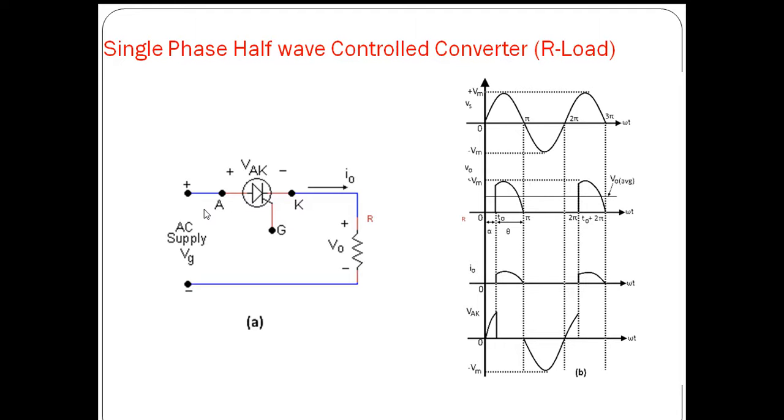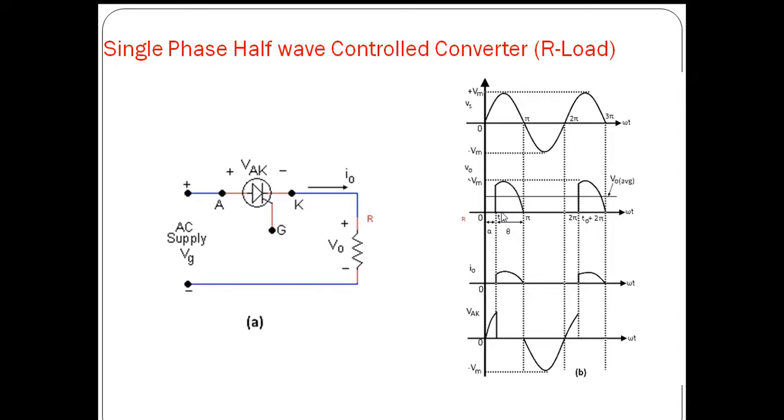Because the SCR is off, no current is flowing through the circuit and the voltage drop across the load resistor will be 0. So output voltage will be 0. Current is also 0. The supply voltage will appear across the thyristor.